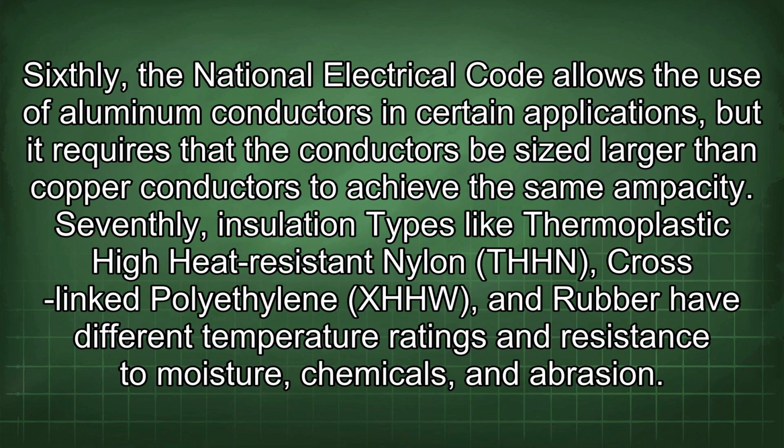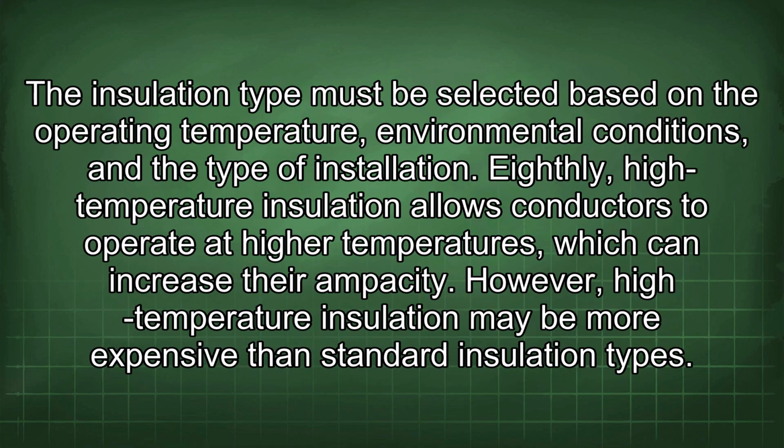Sixthly, the National Electrical Code allows the use of aluminum conductors in certain applications, but it requires that the conductors be sized larger than copper conductors to achieve the same ampacity. Seventhly, insulation types like thermoplastic high heat-resistant nylon (THHN), cross-linked polyethylene (XHHW), and rubber have different temperature ratings and resistance to moisture, chemicals, and abrasion. The insulation type must be selected based on the operating temperature, environmental conditions, and the type of installation.